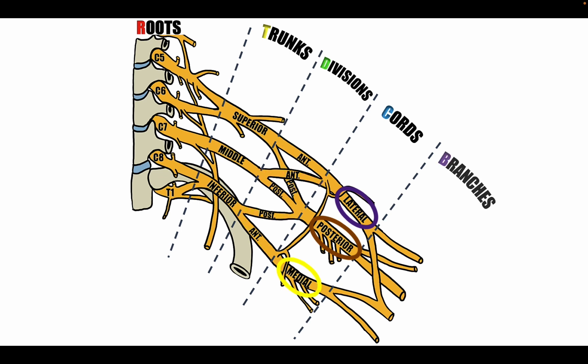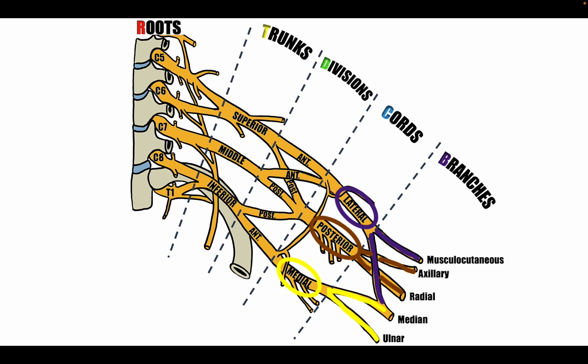Those cords then divide one last time to form the 5 main nerve branches that the brachial plexus creates. These nerves have unique names and are made up of neurons from different roots, aka different spinal levels, in different combinations. The lateral cord gives rise to the musculocutaneous nerve. The posterior cord has 2 branches, the axillary nerve and the radial nerve. The lateral and medial cord give contributions to form the median nerve. And lastly, the medial cord gives off the ulnar nerve.